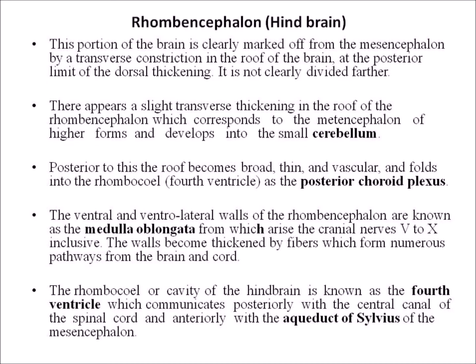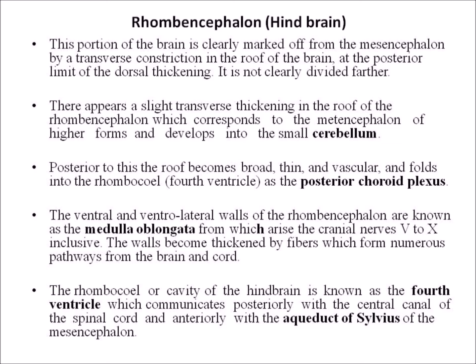Next region is called rhombencephalon or the hindbrain. This portion of the brain is clearly marked off from the mesencephalon by a transverse constriction in the roof of the brain at the posterior limit of the dorsal thickening. It is not clearly divided further. There appears a slight transverse thickening in the roof of the rhombencephalon, which corresponds to the metencephalon of higher forms and develops into the small cerebellum. Then posterior choroid plexus is present.